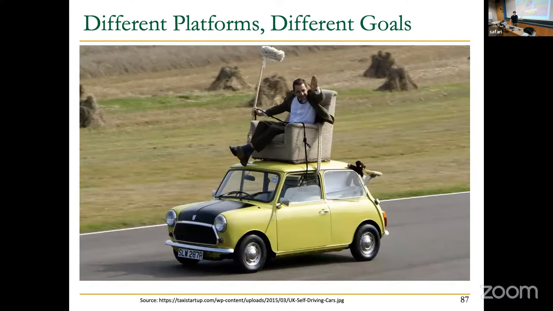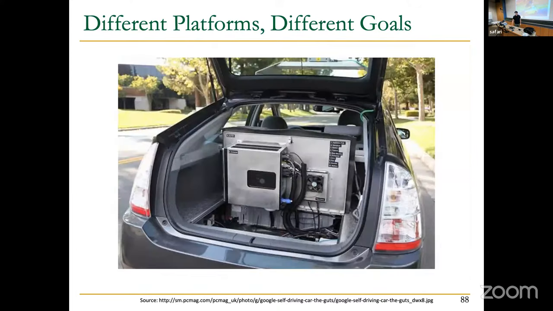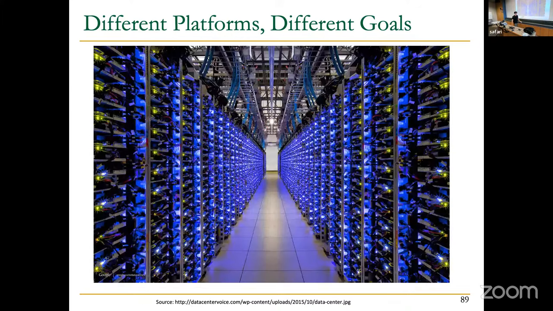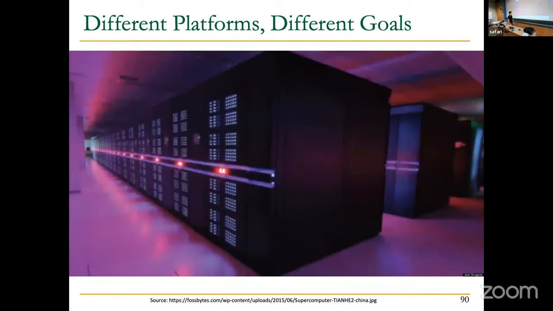Or if you have a self-driving car, you will need different requirements as well. Probably a relatively large computer is needed to make the right decisions, because self-driving is pretty challenging. And a completely different system as well. For example, this data center has completely different requirements, but again, fundamental principles will be the same. And here you have another one, a supercomputer.